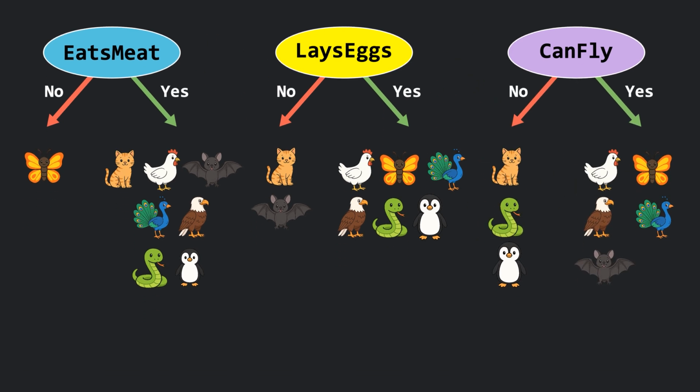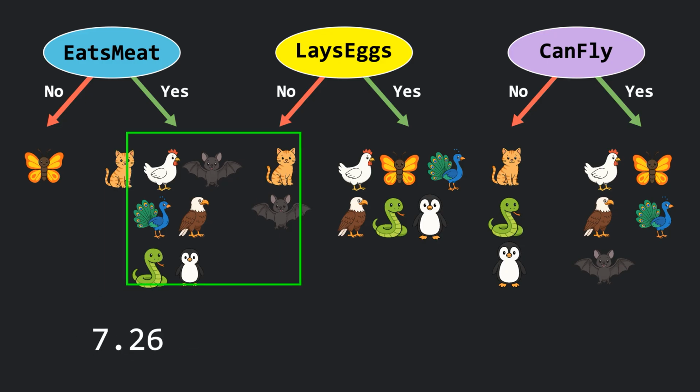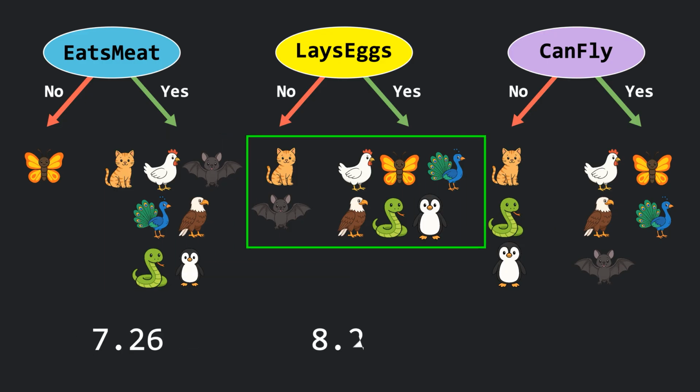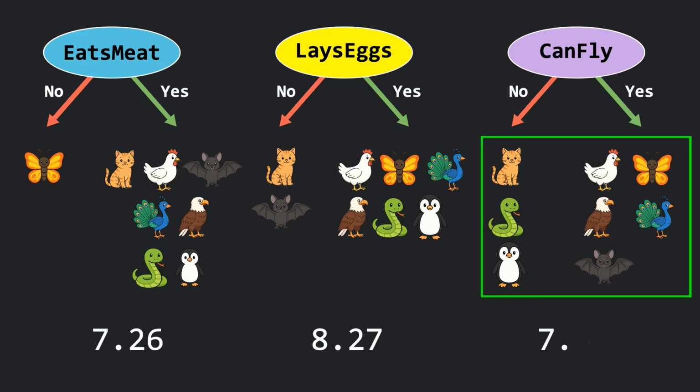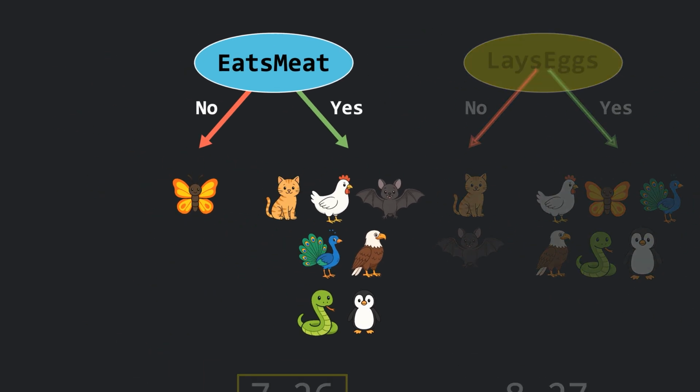For the first feature, the variance on the left side of the dataset will be zero, because it only has one sample. On the right side, the variance comes out to be 8.3. If we take the weighted average, that gives us 7.26. Now, if we try the second feature, the weighted variance comes out to be 8.27. And for the third feature, it's 7.34. Clearly, the first feature, eats meat, is the best split here, since it reduces variance the most. So, we will choose that as the root node.